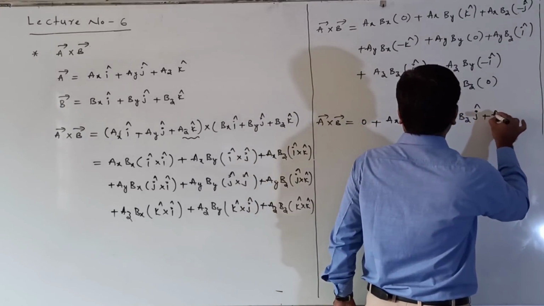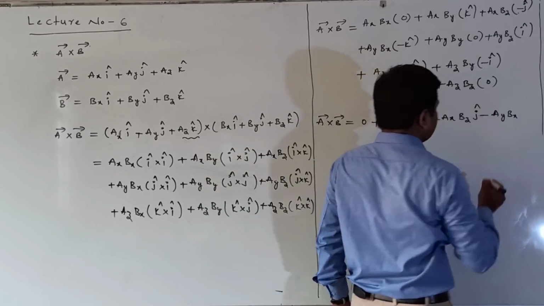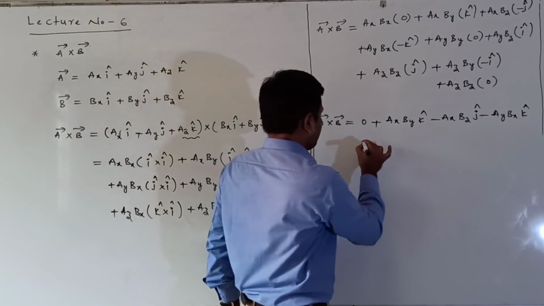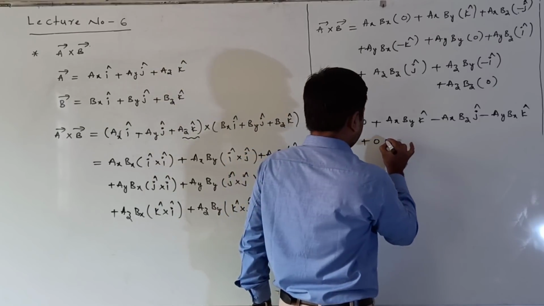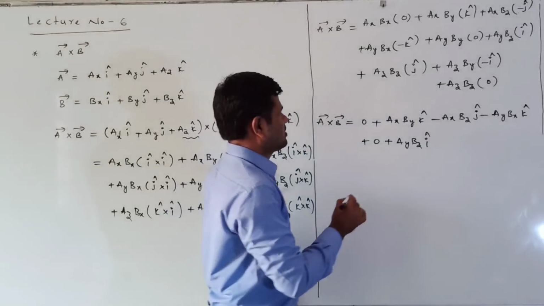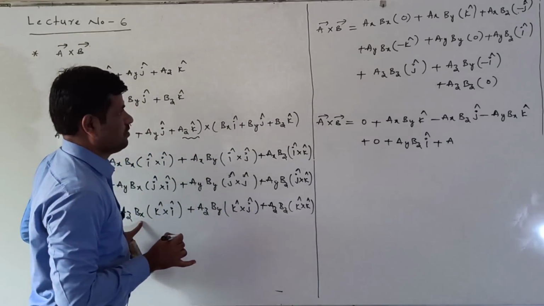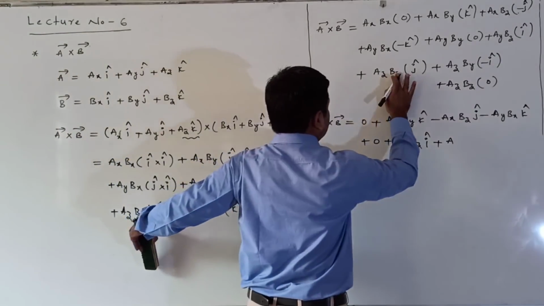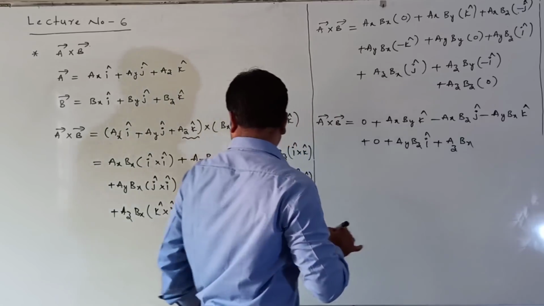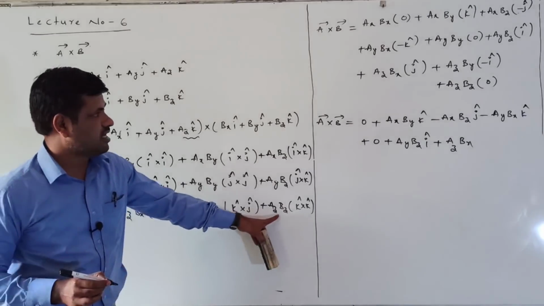Next plus ay bx, plus into minus, minus ay bx into k cap. Okay, plus 0 again, ay bz into i cap. Next az bz into, here what is here? Az bx into, this is az bx. Next az by, next az bz.